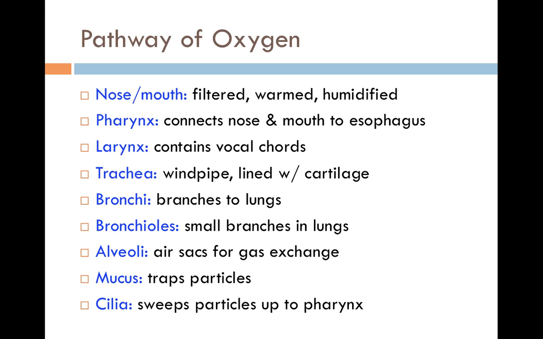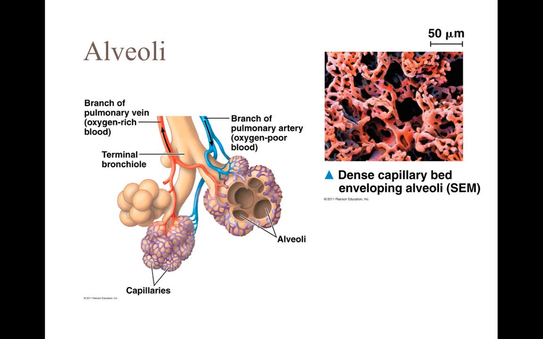Bronchi are branches to the lungs. Bronchioles are smaller branches in the lungs. Alveoli are very small air sacs where gas exchange occurs. Mucus helps trap particles and keeps nastiness from getting into the lungs, and cilia sweep particles up to the pharynx. So your alveoli are kind of what makes up the lungs.